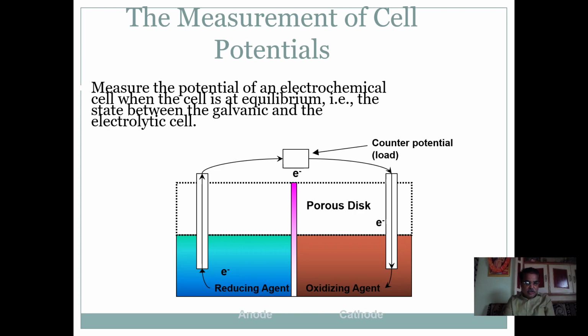Now in the figure, the reducing agent is placed in one compartment and the oxidizing agent is placed in another compartment, and both these solutions are separated by a porous partition. Now in the reducing agent, electrons are transferred, while the oxidizing agent accepts the electron.